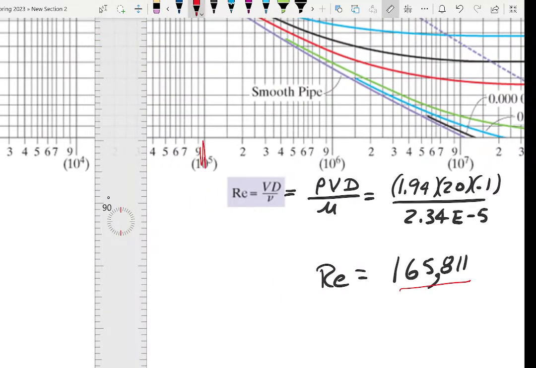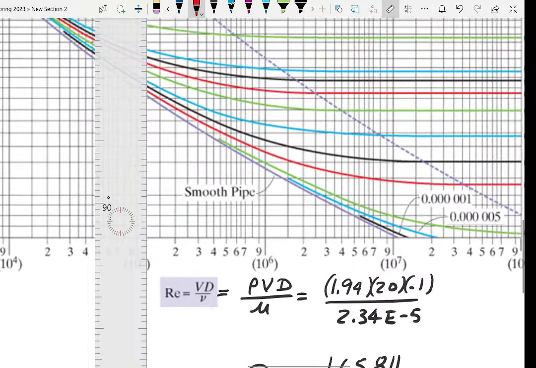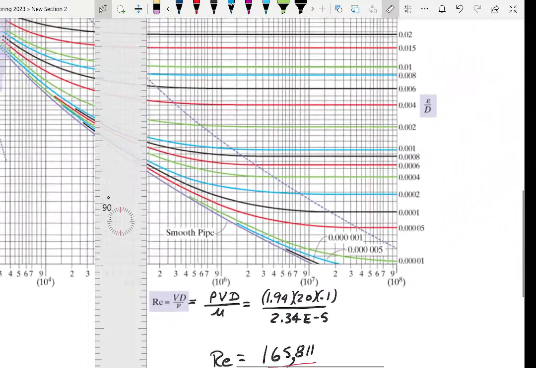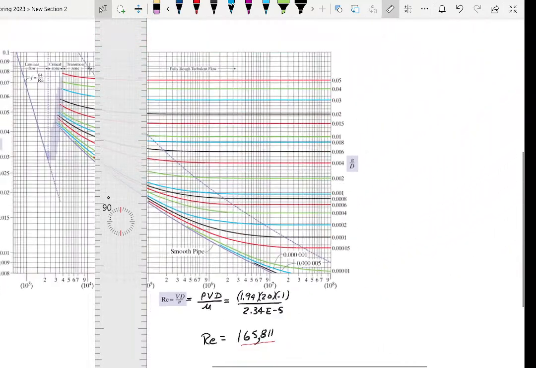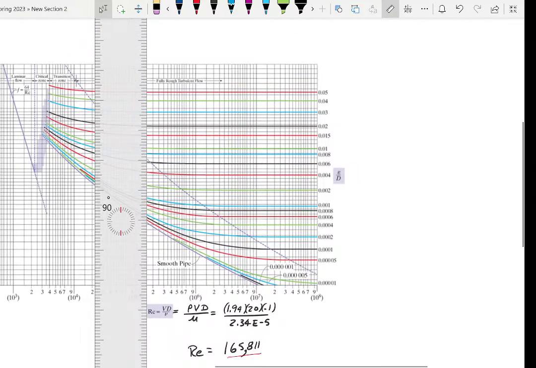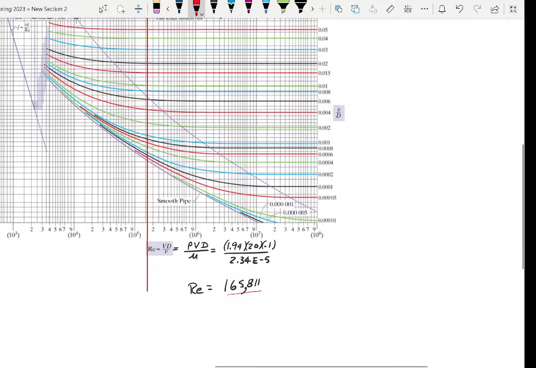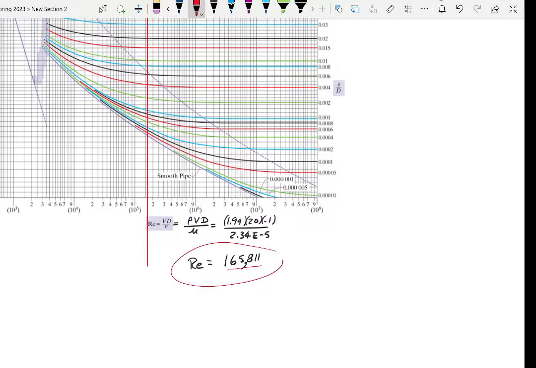So there's 100. That's 200. 2 times e to the 5. So maybe about right somewhere in there. So if that's the case, then let's just assume that's pretty close to that value.